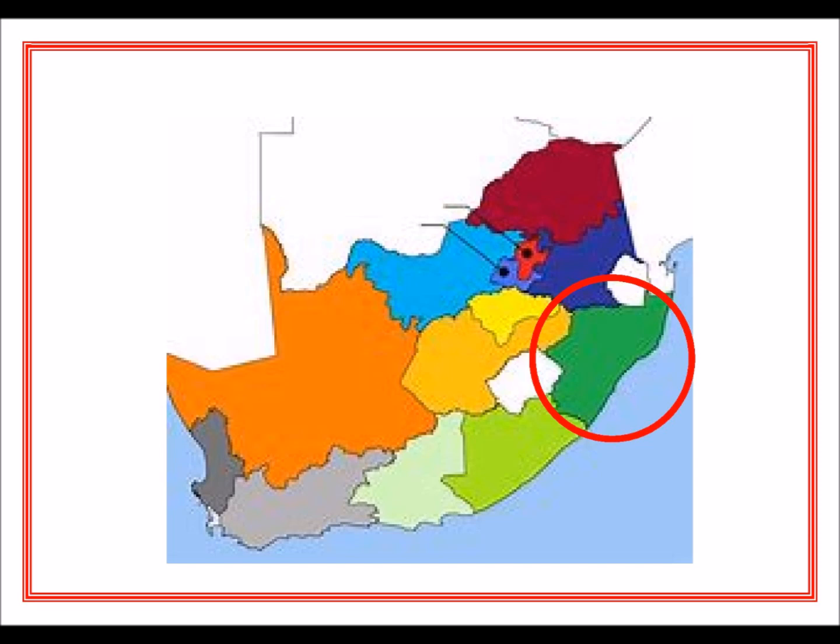KwaZulu-Natal is the province in which we reside, as Durban is situated within KwaZulu-Natal. KwaZulu-Natal is also known as the Kingdom of the Zulu, as the majority of Zulu-speaking people, or the Zulu tribe, is found here.